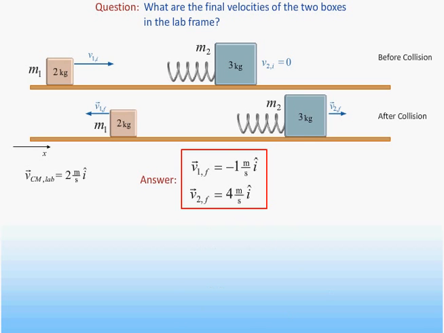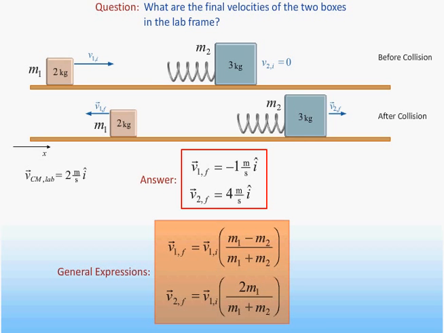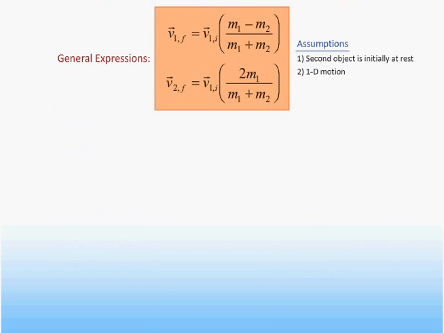If we now replace the values for the masses and the initial velocities of this problem by their symbols and follow the identical procedure, we arrive at the general expressions for the final velocities of any two objects undergoing an elastic collision under the assumption that the second object is initially at rest and that all motion is in one dimension. We can learn a couple of interesting things from these equations.